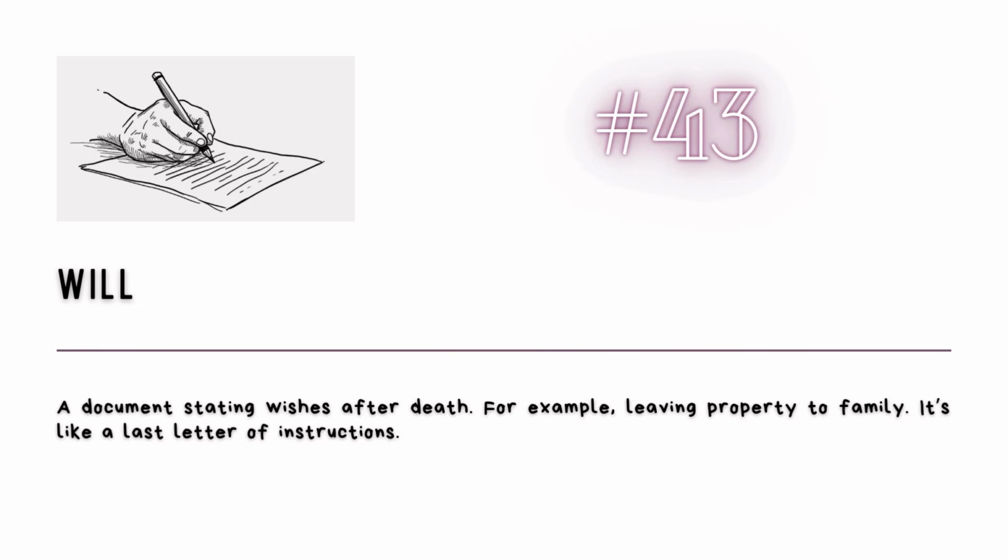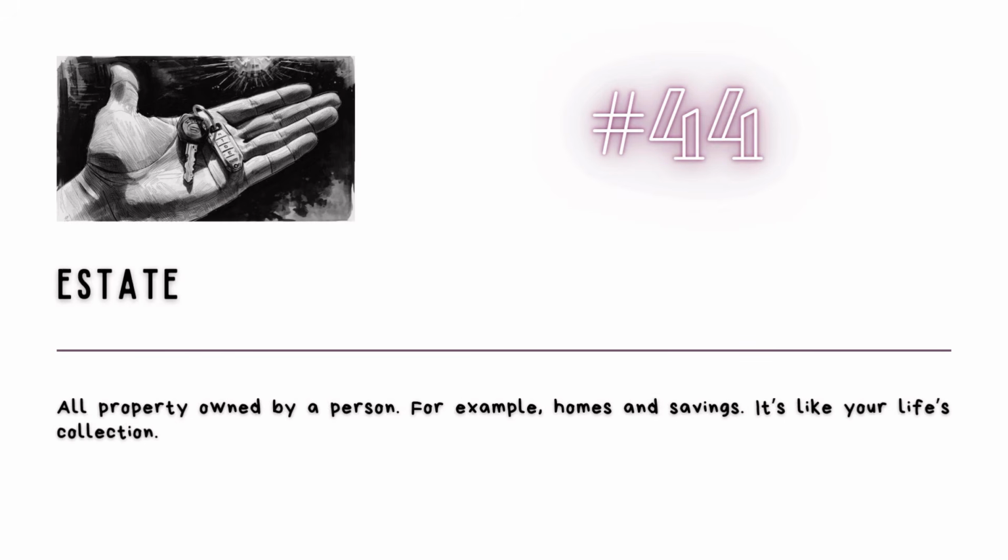Will, a document stating wishes after death. For example, leaving property to family. It's like a last letter of instructions. Estate, all property owned by a person. For example, homes and savings. It's like your life's collection.